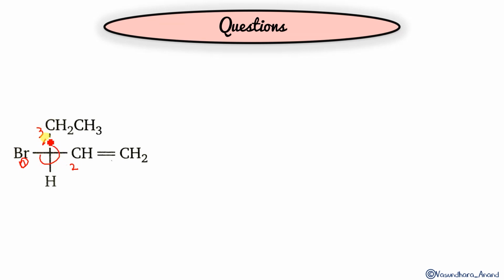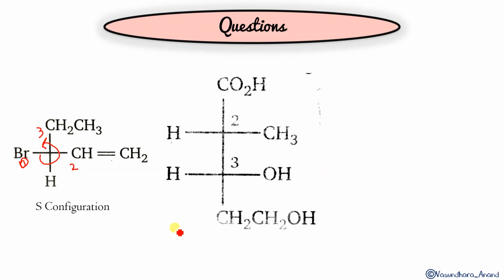So just move 1, 2, 3. What are we going to get? We are getting S. And would it be S only? Yes, because H is on the vertical side. So it will be S only. Got it? समझ में आ गई बात? Let's move to next. This one.